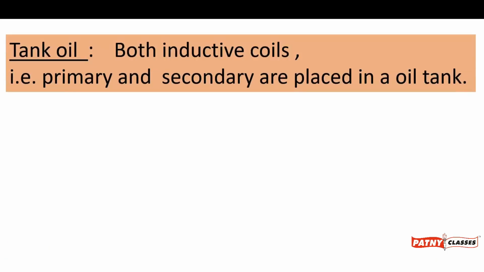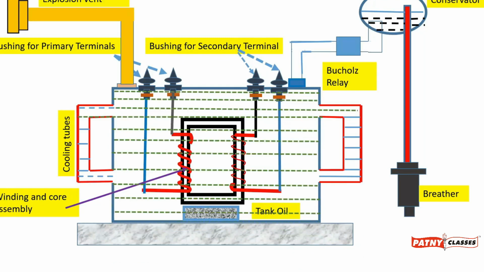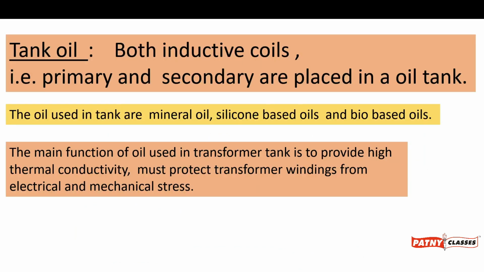Tank oil. Both inductive coils, primary and secondary coils, are placed in the oil tank. The oils used in the tank are mineral oil, silicon-based oils, and bio-based oils. The main function of the oil used in a transformer is to provide high thermal conductivity and to protect the transformer winding from electrical and mechanical stress.